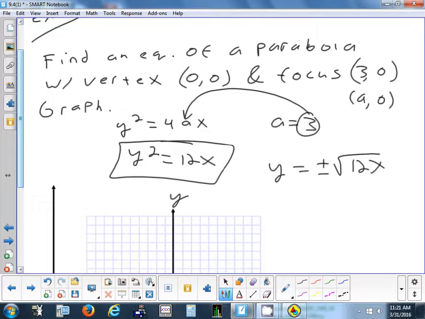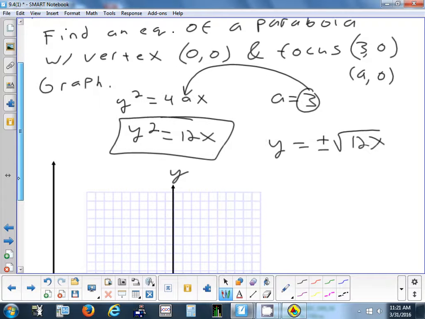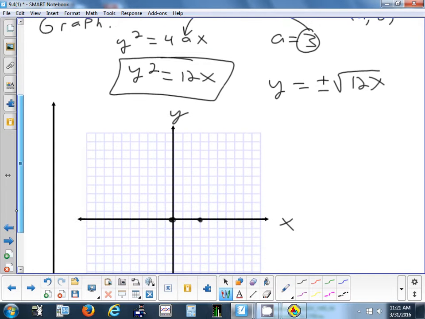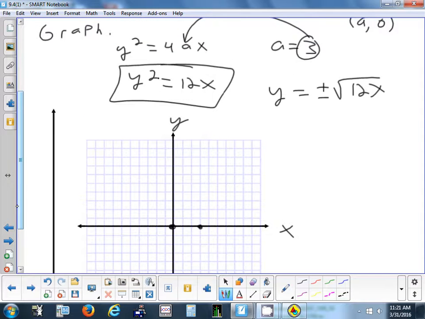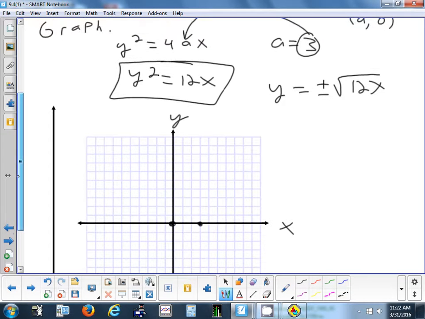All right, let's graph it. When we graph it, let's try to pick a number for x that would make this calculation easy to do. We know we're going to have to take the square root of something. What's a good number I could pick for x? 12. I could do 12, but it would go off my grid. That's the only problem. 3. Okay, if x is 3, what's y? Plus or minus 6.